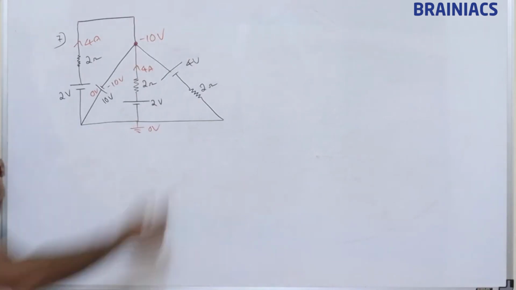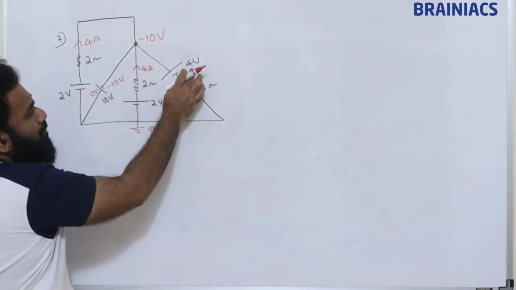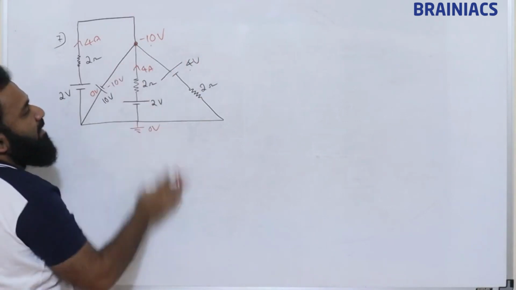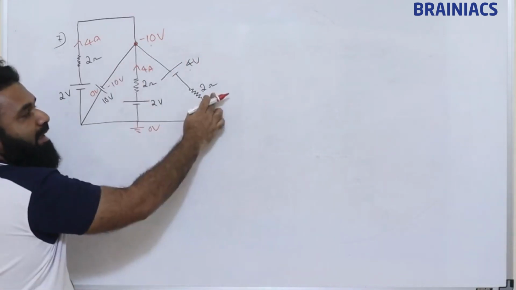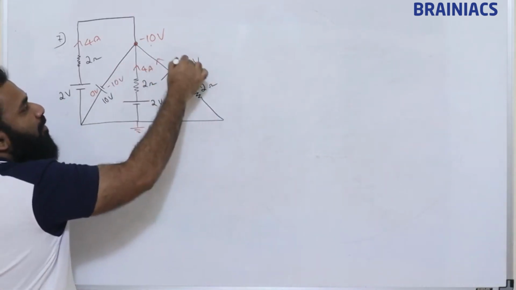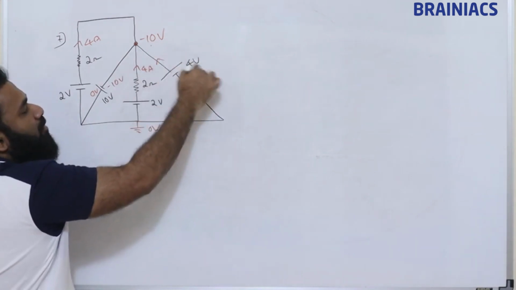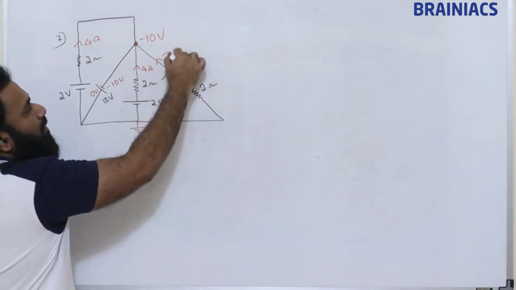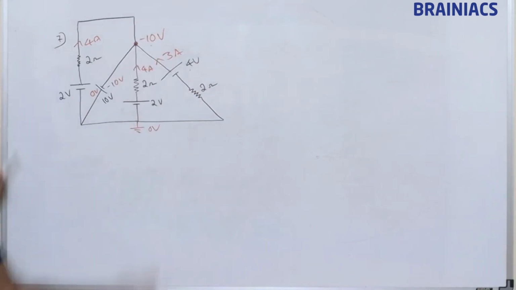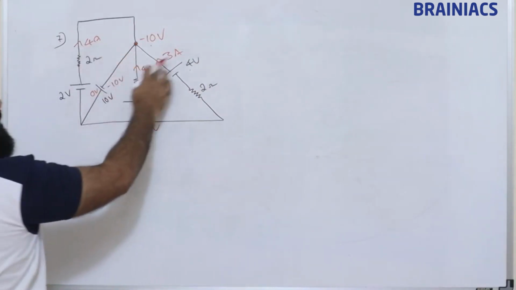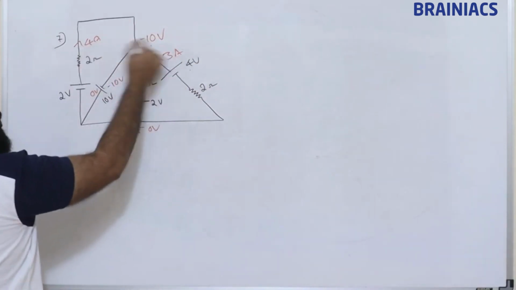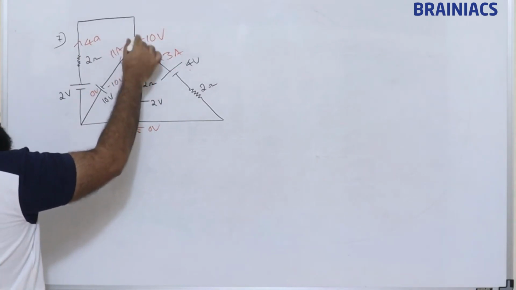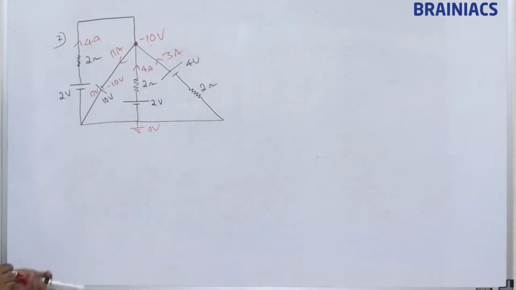Clear all of you? Minus 10 plus 4 is nothing but minus 6. 6 by 2 is 3 ampere. Which direction? 4 volt is greater than minus 10. So 6 by 2, 3 ampere will be going like this. So 4 plus 4 is 8. 8 plus 3 is 11. So all these will be flowing in this direction. Clear? All the branch currents we got. Understood?